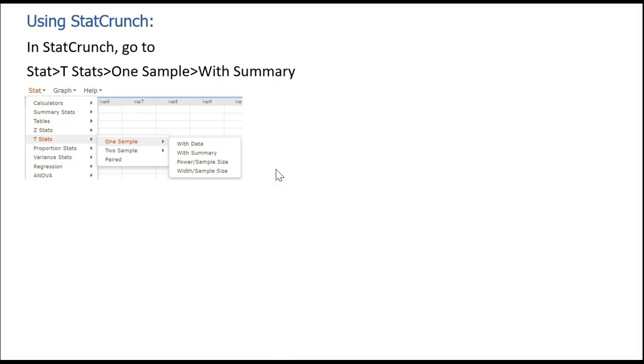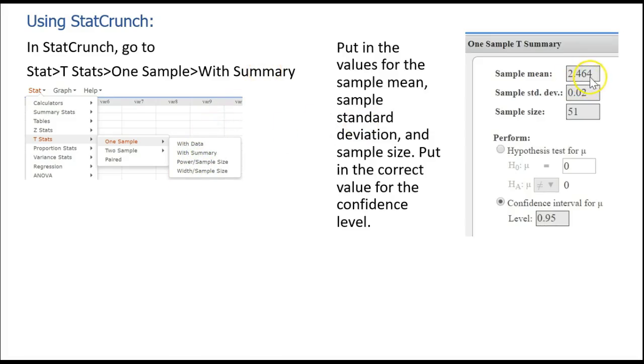Here's another way to find this confidence interval just using Statcrunch. In Statcrunch, since we've just got the numbers and we don't actually have a data set, then we can just go to the data editor, whether it's got data in it or not, and do stat, tstats, one sample, and we're doing this with summary since we don't have data. This window will come up and it will ask us for these 3 values, the sample mean, the sample standard deviation, and the sample size. Then we also have to tell it we want a confidence interval and put in the correct confidence level.